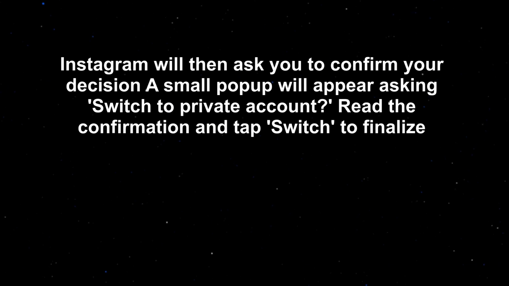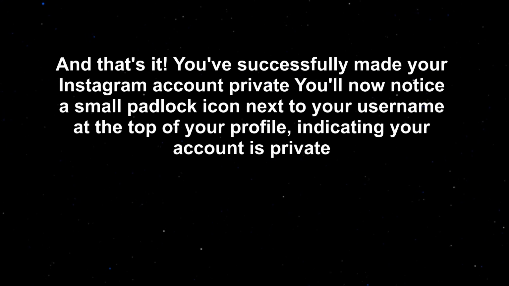Instagram will then ask you to confirm your decision. A small pop-up will appear asking, "Switch to private account." Read the confirmation and tap Switch to finalize. And that's it. You've successfully made your Instagram account private.